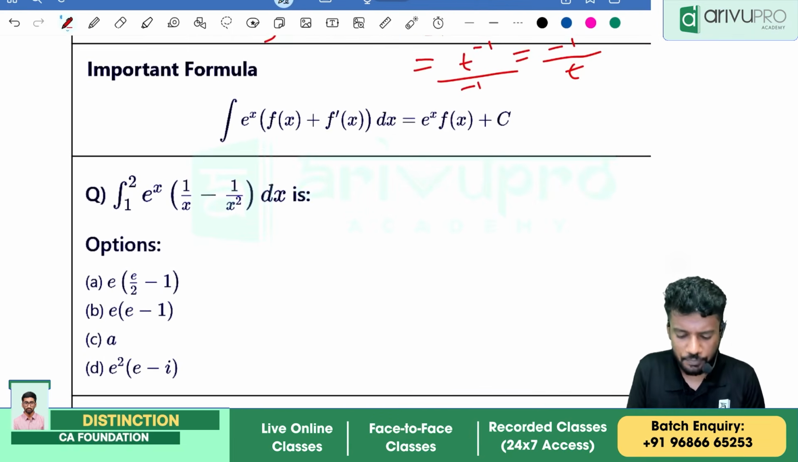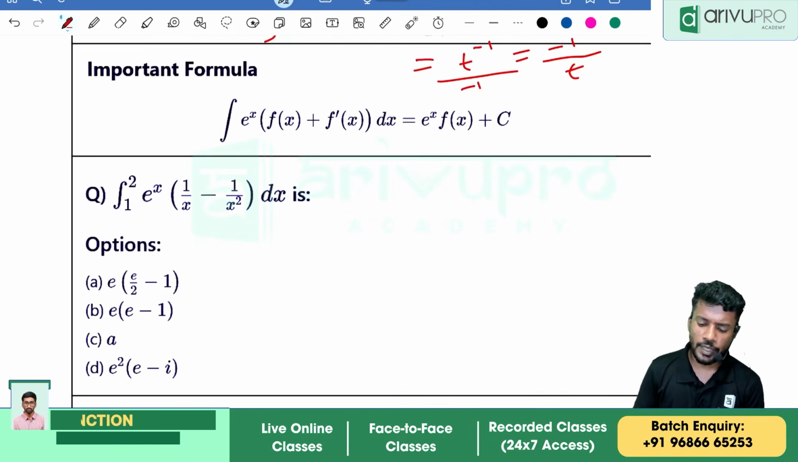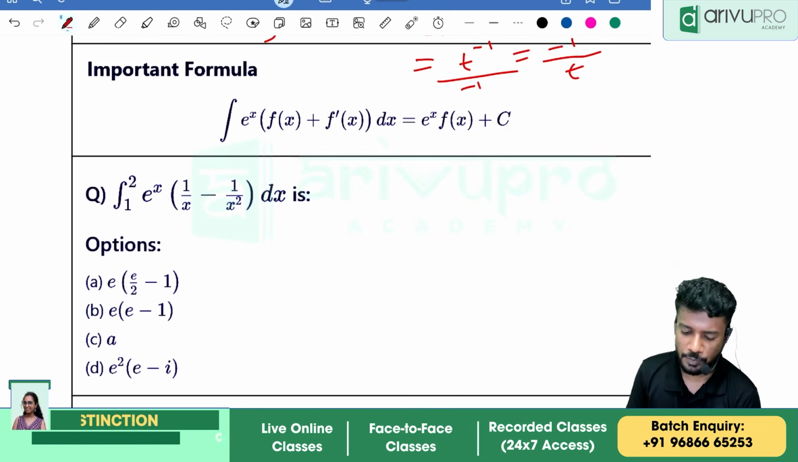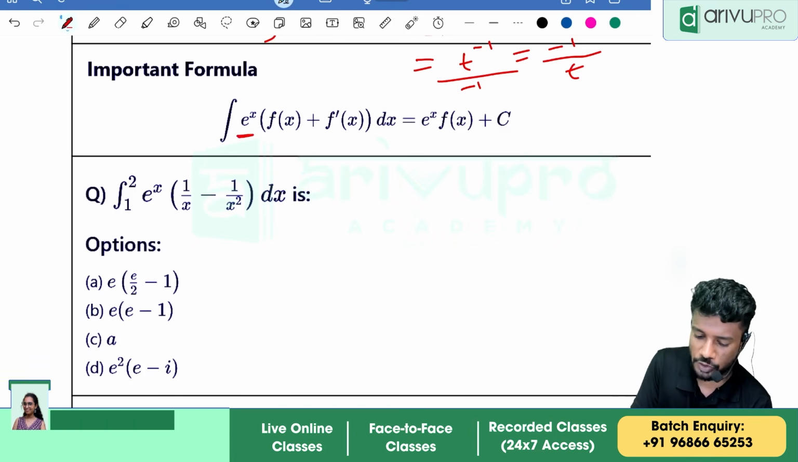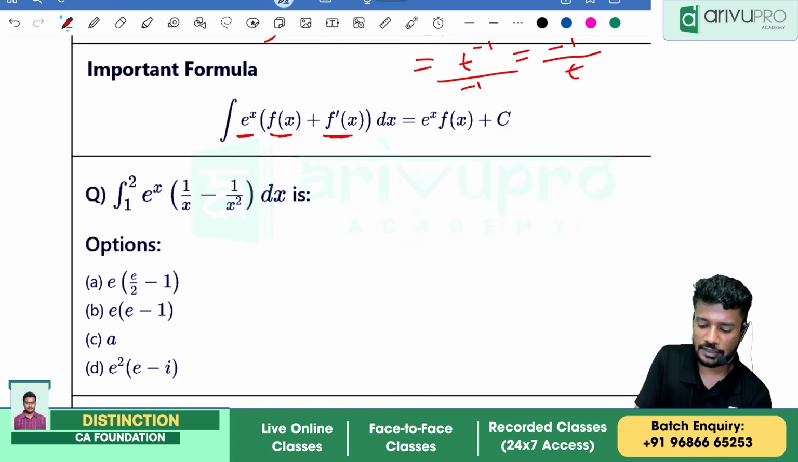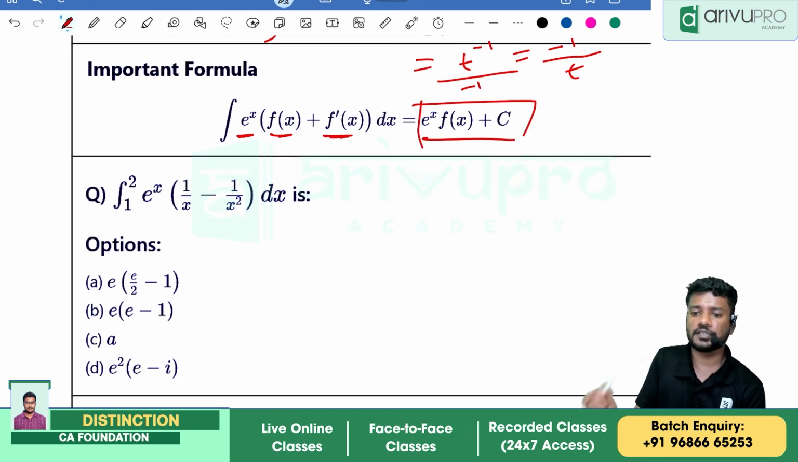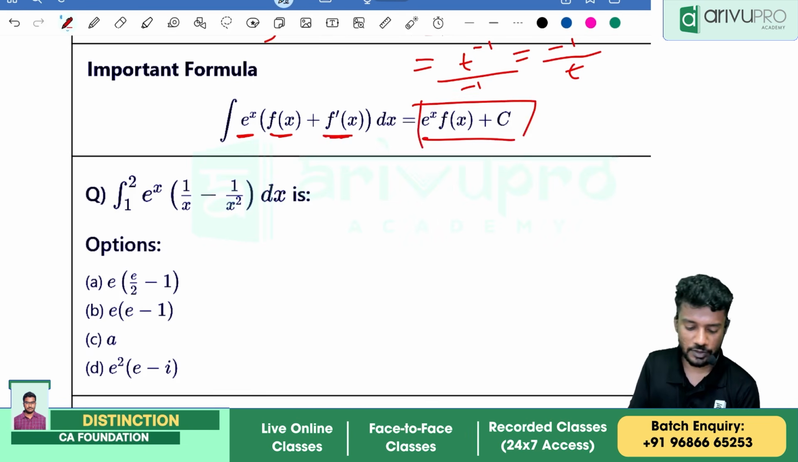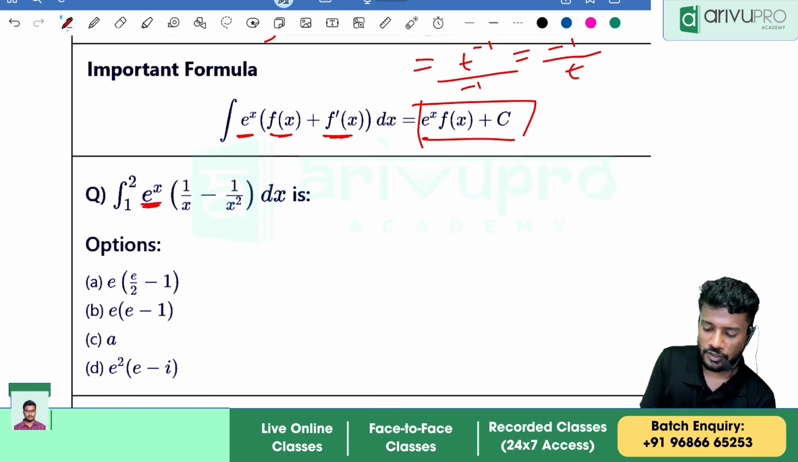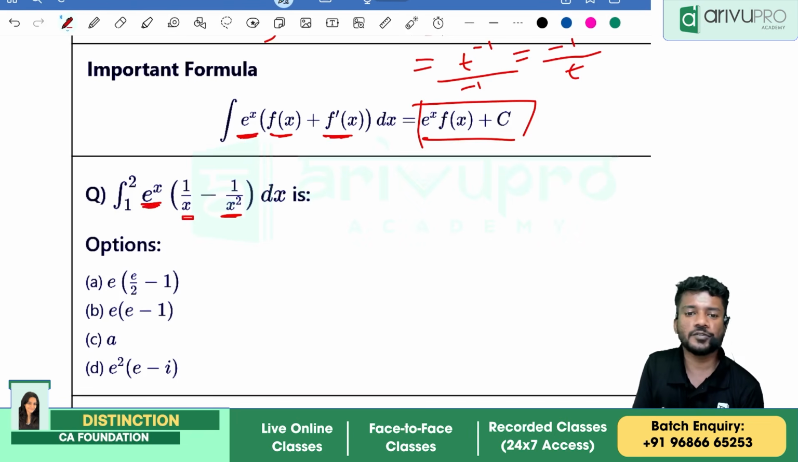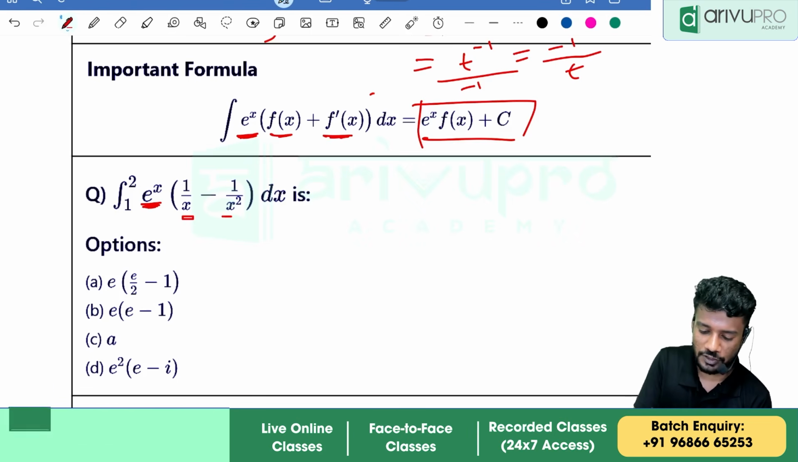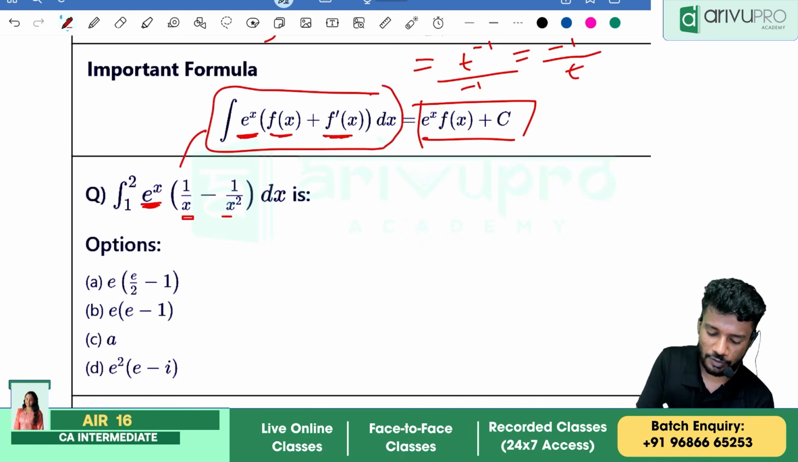Another important formula. Integral of e raised to x into f of x plus f dash x dx is equal to how much? When it is of the form integral e raised to x into f of x plus f dash x into dx, the answer is e raised to x into f of x plus c. Look at this here. First term, e raised to x. Then f of x is how much? 1 by x. What is the derivative of 1 by x? That is nothing but minus 1 by x square. So is it of this form?